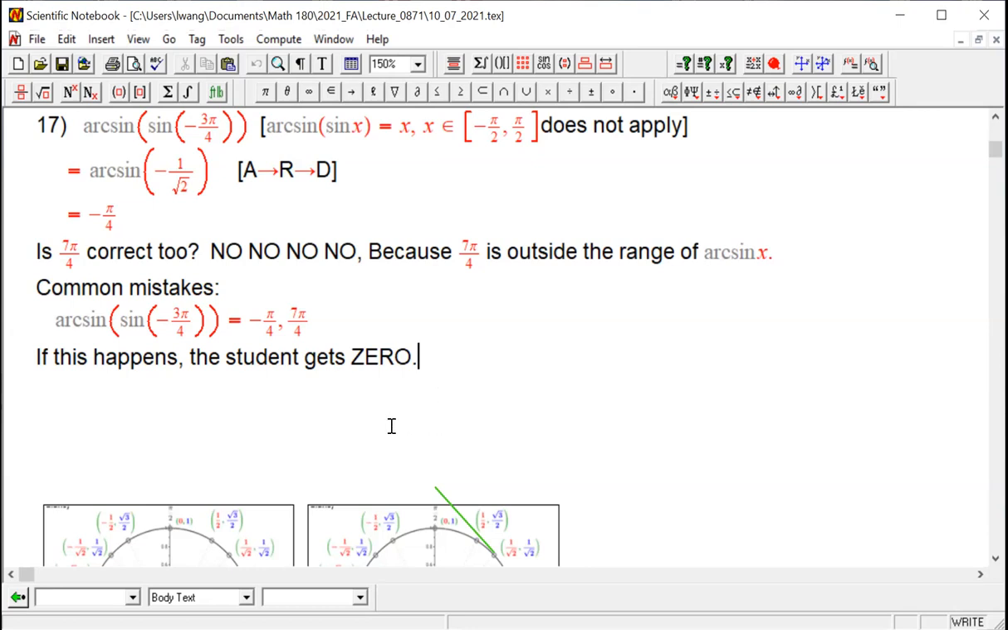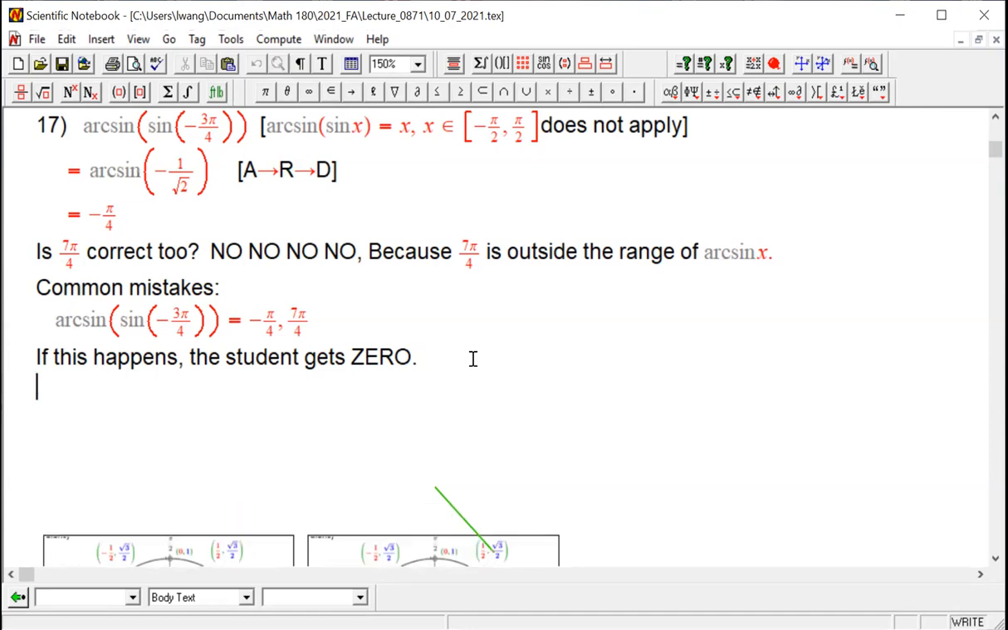Can we say that in this case quadrant 1 reflects over the X axis to define the negative angle? Sure, you can do that. But it's all covered by angle measurement, right? Counterclockwise, clockwise. It's all included, right? When this happens, the student gets 0.